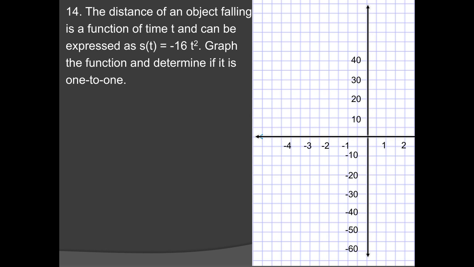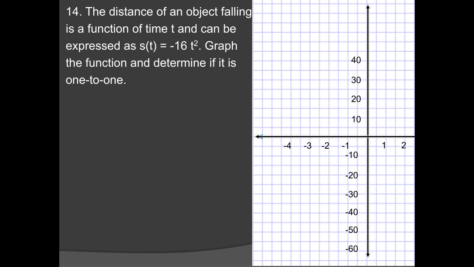Sum number 14. The distance of a falling object is a function of time and can be expressed like this. So the object is falling, okay. That is given as a function: s of t is equal to minus 16 into t square. You have to graph the function. I have given the graph on the right hand side. Once you graph it, you determine whether it is a one-to-one function, right?